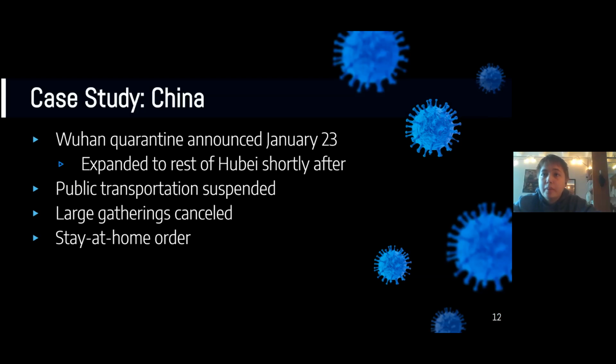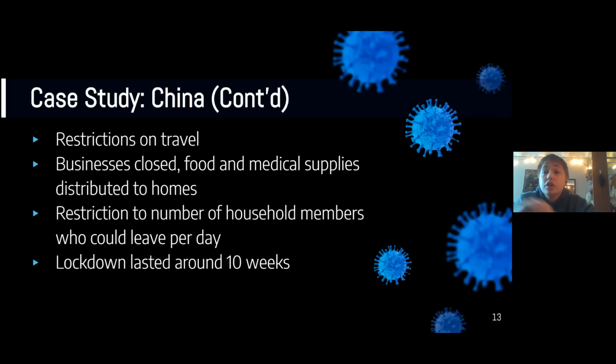the rest of the province of Hubei shortly after. In this case, public transportation was suspended, large gatherings were canceled, especially the Lunar New Year celebrations, which were occurring right around that time. And there was effectively a stay-at-home order. There were also restrictions on travel, where there was not a lot of leaving and coming into the area. The only people leaving would be foreigners who had chartered flights from their country of origin. So it was highly restricted in who could come in and out of those areas.